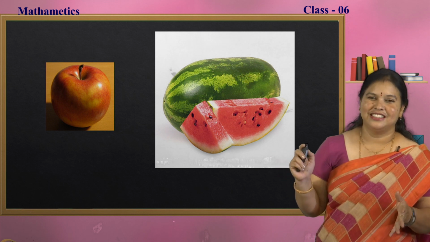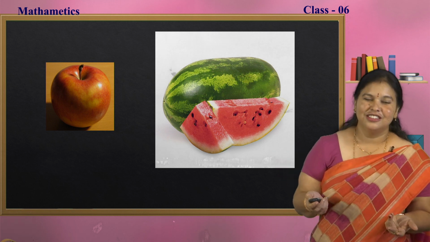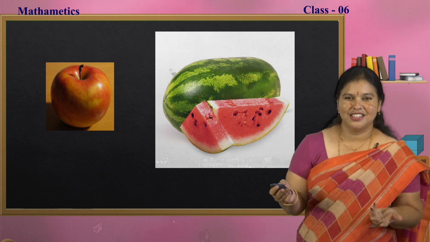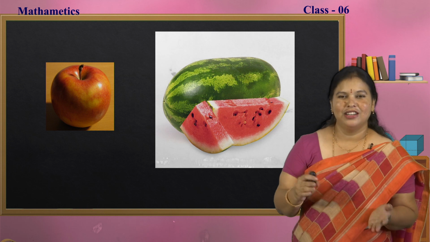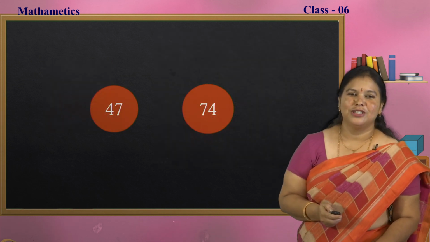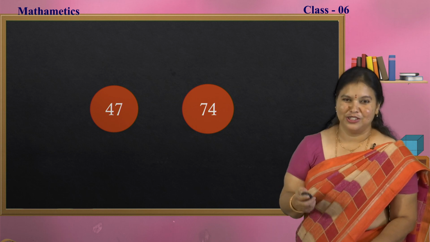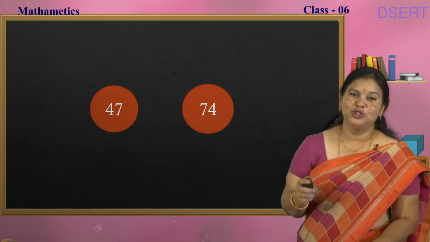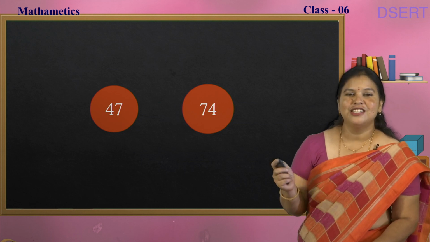You guessed it correctly. What did you do here? You compared the sizes of the fruits and easily said which one is smaller and which one is bigger. Good students. Well, students, if I give you some numbers, can you say which one is bigger and which one is smaller? Yes, here I have given two numbers, 47 and 74.